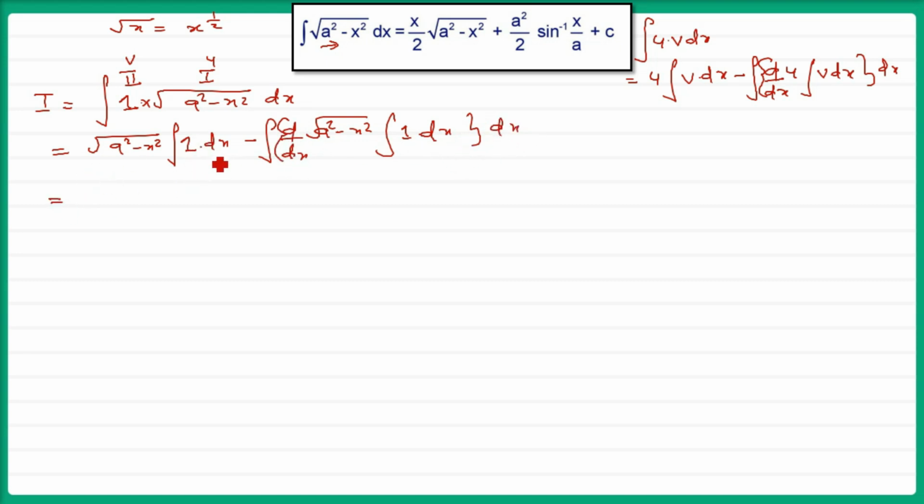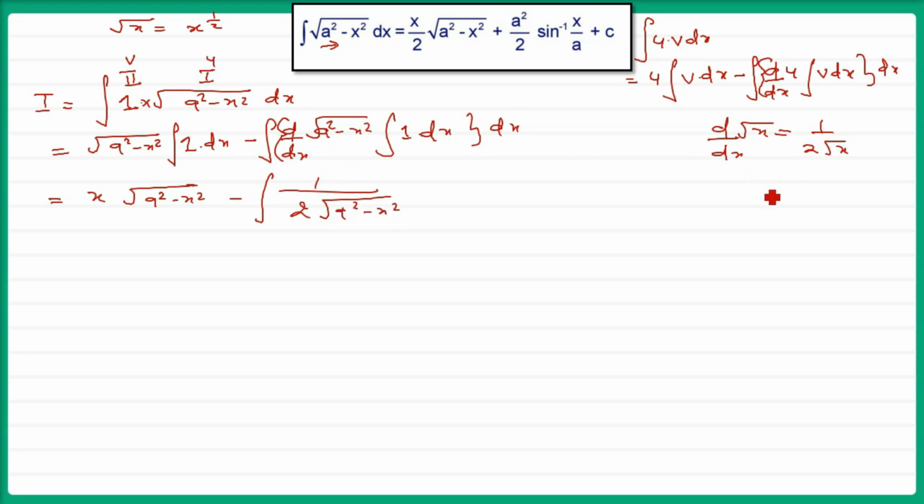So what do we get? Integration of 1 dx is x only, and under root a square minus x square is untouched. Now this d by dx of under root a square minus x square we are going to do. Under root x differentiation is 1 by twice under root x, you already know that. So after differentiation we can write 1 by twice under root a square minus x square. But we need to differentiate a square minus x square also. When we differentiate a square minus x square, a square is a constant, it will go 0, and negative x square will give you negative 2x. So you can write negative 2x here.